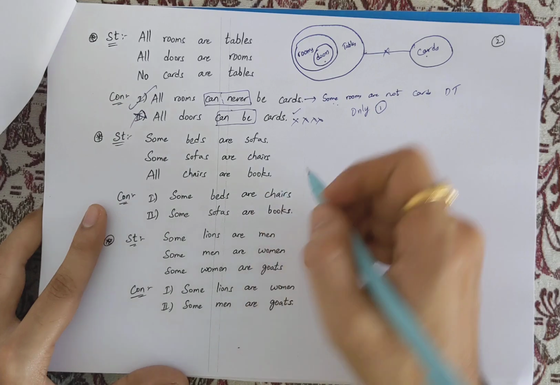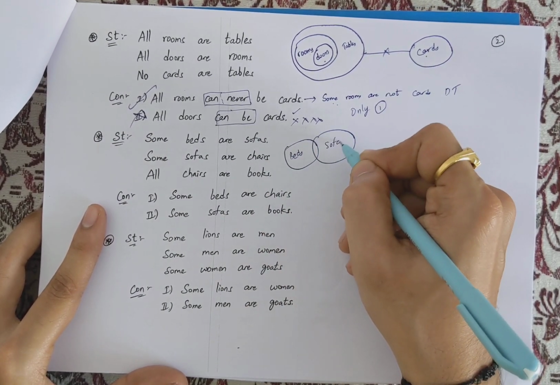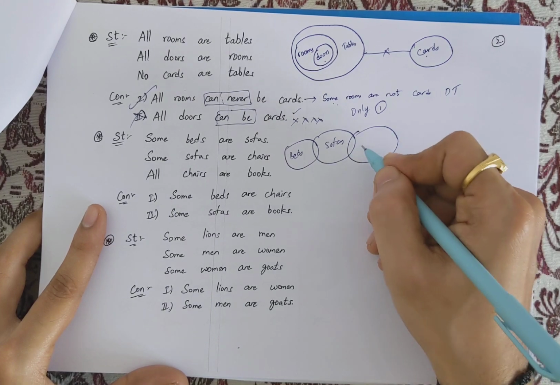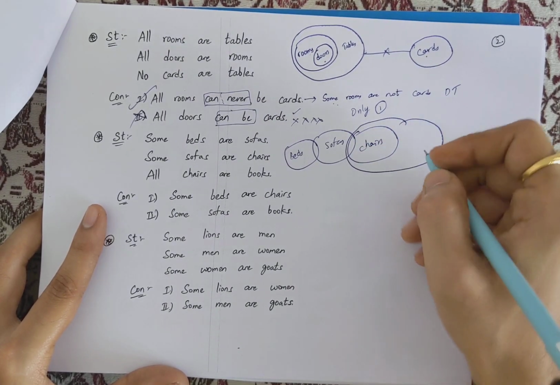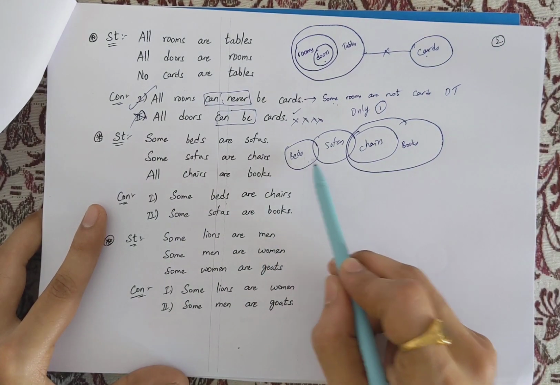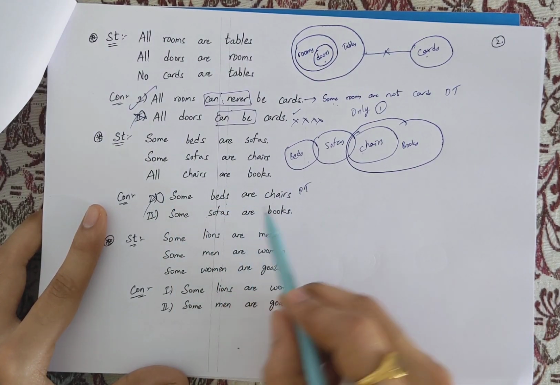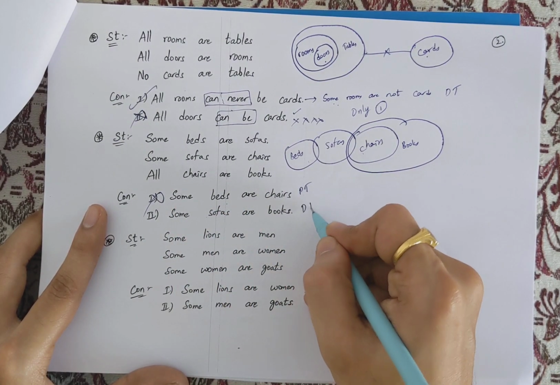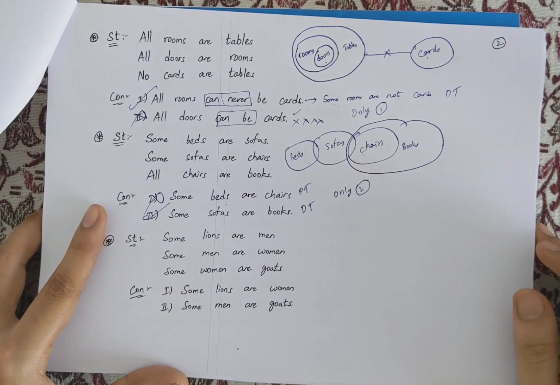Okay. Some beds are sofas. Some sofas are chairs. All chairs are books. Some beds are chairs: it is possibly true, but it is wrong. Some sofas are books: this is definitely true. Hence it is right. The answer is only two follows.